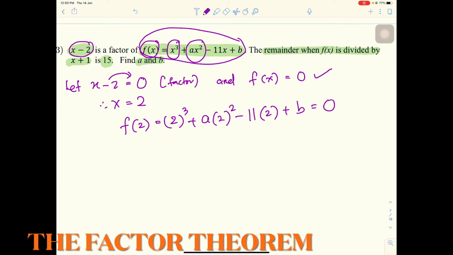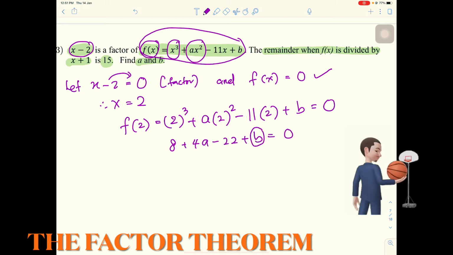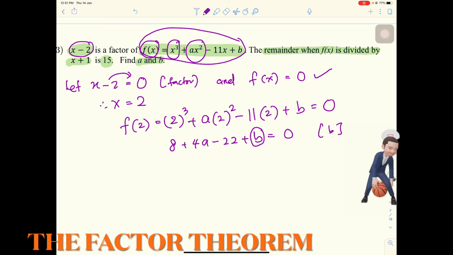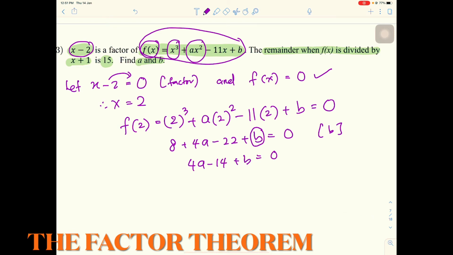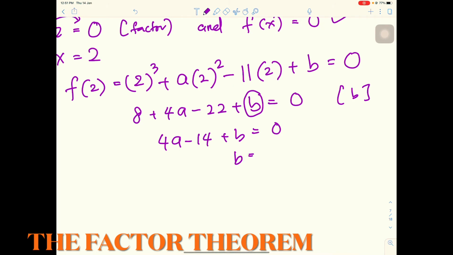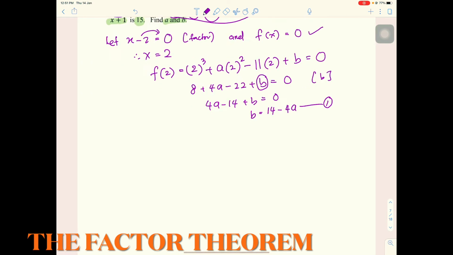x minus 2 equals 0, x equals 2. And then you simplify, so we get 8 plus 4a minus 22 plus b equals 0. And you rearrange, b as the subject of the formula. 8 minus 22, so we get 4a minus 14 plus b equals 0. Therefore, b equals 14 minus 4a. So this is equation 1.